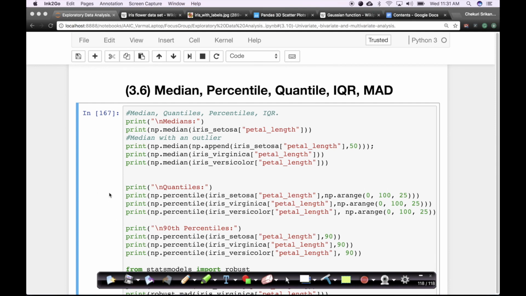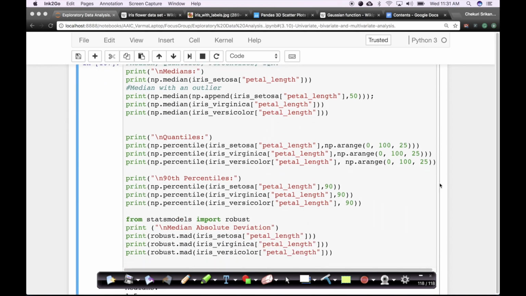Since we've understood what a median is just a while ago, let me introduce you to some other related terms called quantiles and percentiles before we go and understand the equivalent of standard deviation called median absolute deviation. First, let's understand what are quantiles and percentiles. First, I'll explain what a percentile is so that explaining what a quantile is becomes very, very straightforward.